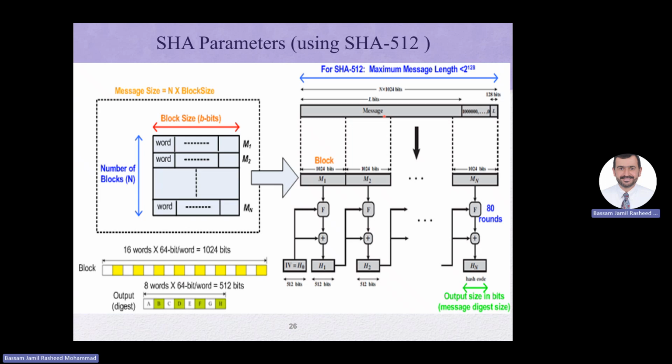Now, there is one last block here that typically is added. It includes padding of 1 and a bunch of zeros, and then at the end here we have the message size. L indicates that there are 128 bits.